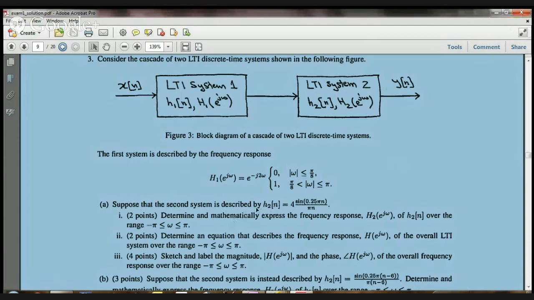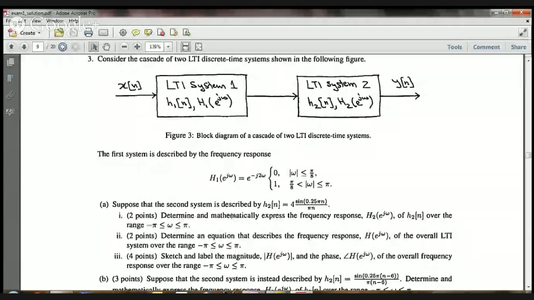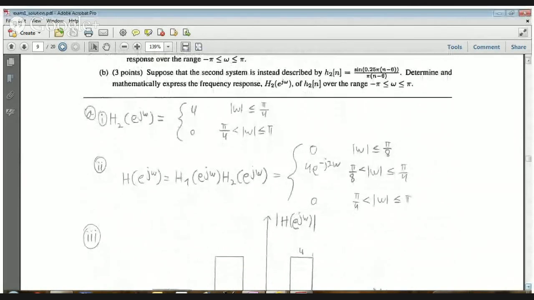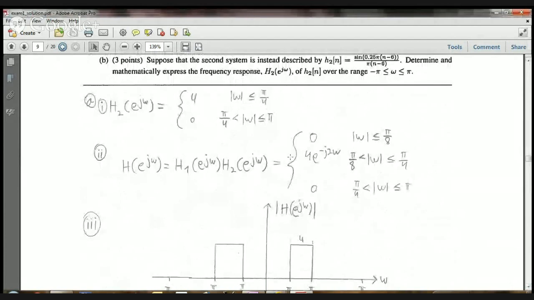And what you are asked in the first two parts is to compute the frequency response of the overall system, which is from end to end. And once you do that, then it is asking you to sketch and label the magnitude and the phase. So the question is about how we find the magnitude and the phase. I won't go into the details of part 1 and 2. What ends up happening is that the expression you get is H of e to the j omega. Let me write that expression down.